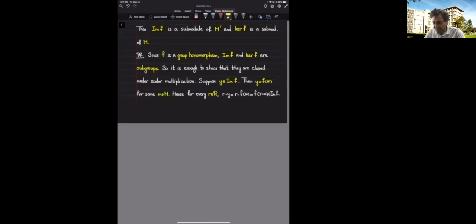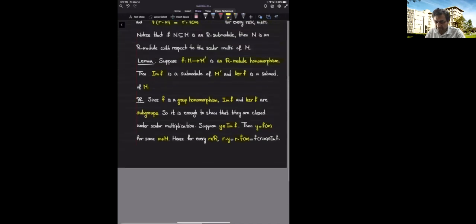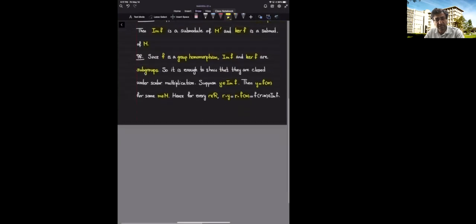Now, we are interested in r times y. That means I'm interested in r times f of m. But what is f? F is an R module homomorphism, which means f preserves scalar multiplication. That means r times f of m is f of r times m. That means it belongs to the image of f. So altogether, we deduce that image of f is closed under scalar multiplication.